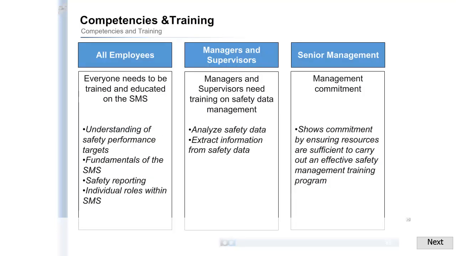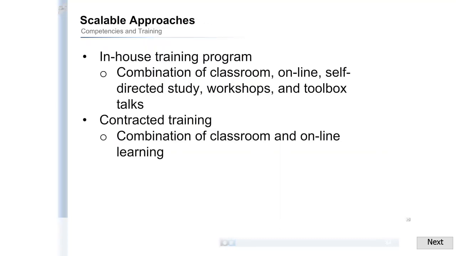This slide illustrates the different competencies and training requirements that might be associated with all employees, managers and supervisors, and senior management. Each individual group will play a significant and unique role that embodies the training and knowledge needed to feed the safety promotion component of BART's safety management system. The requirements of competency and training are scalable approaches which could consist of the following. In-house training program: a combination of classroom, online, self-directed study, workshops, and toolbox talks. Contracted training: a combination of classroom and online learning.